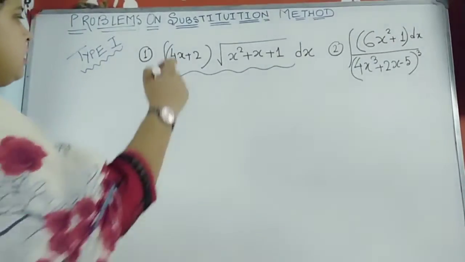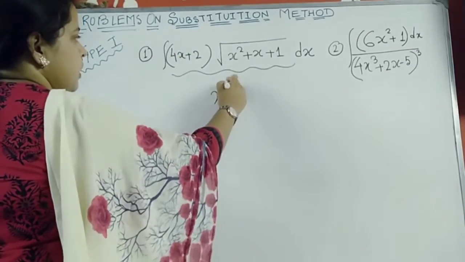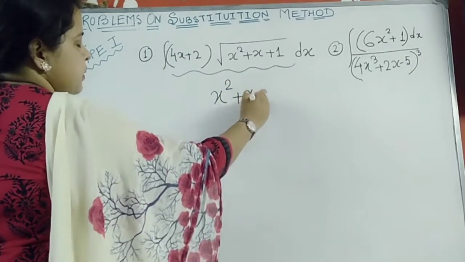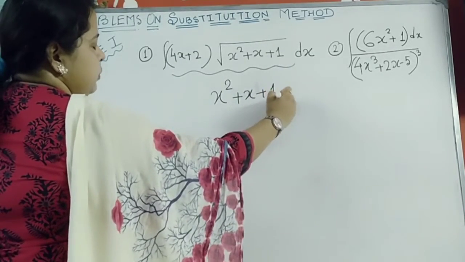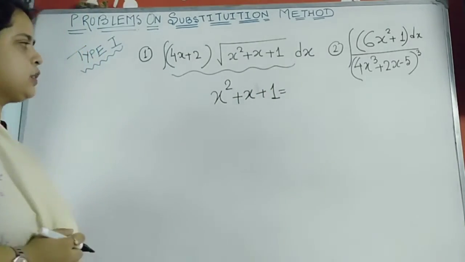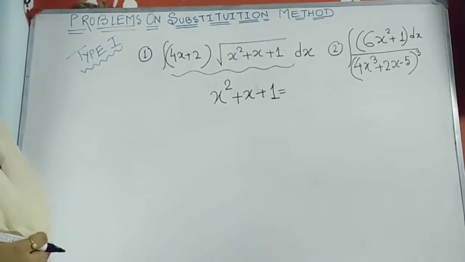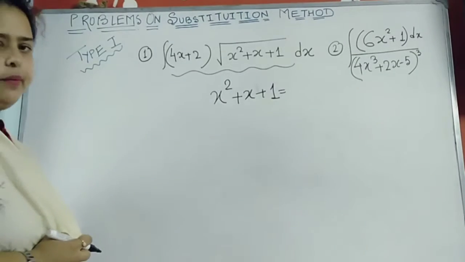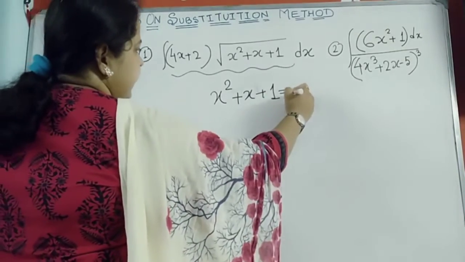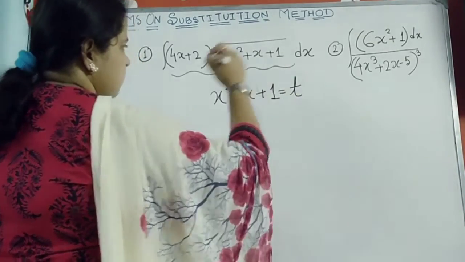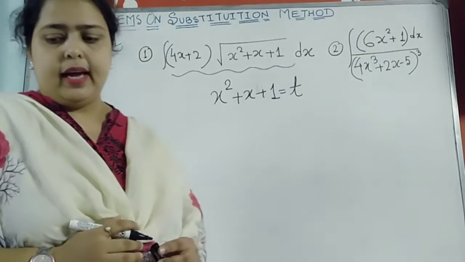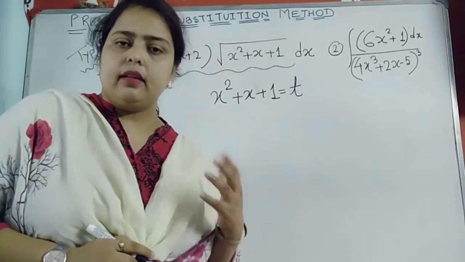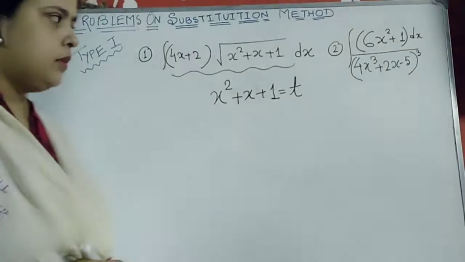Let's substitute this particular function under the square root. See, x square plus x plus 1. If I am going to substitute this one as, say, t, so I am putting it as t. Then what will be the derivative part?